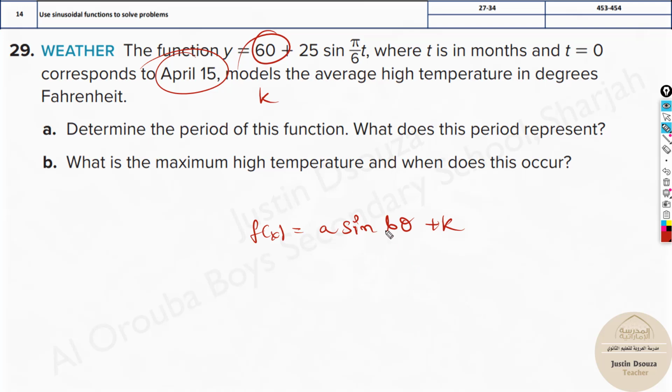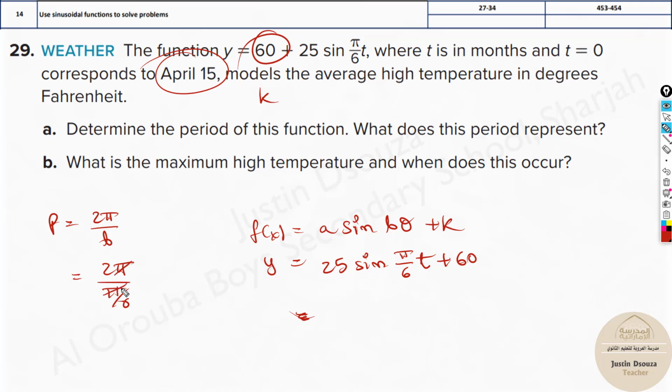So let's find the period first. Let's substitute into the formula, the given equation. It is 25 sine, b value is pi by 6, t plus 60. Now then, we will find the period, that is p is equal to 2 pi by the magnitude of b, but it's just the positive value we have to take. 2 pi by pi by 6, cancel this out. This goes up, it is 12, right?